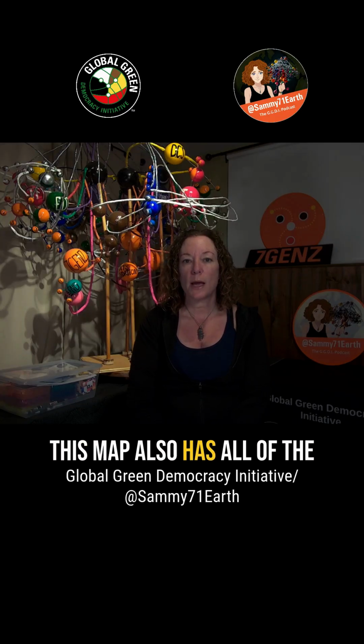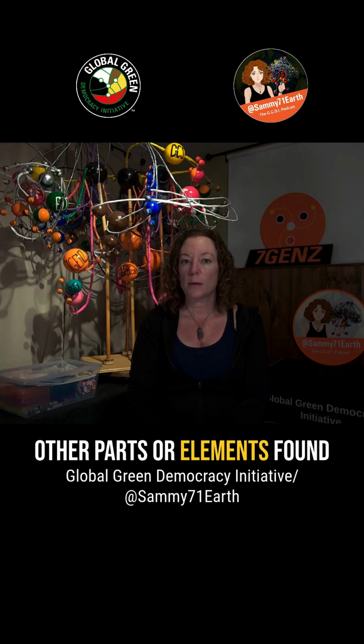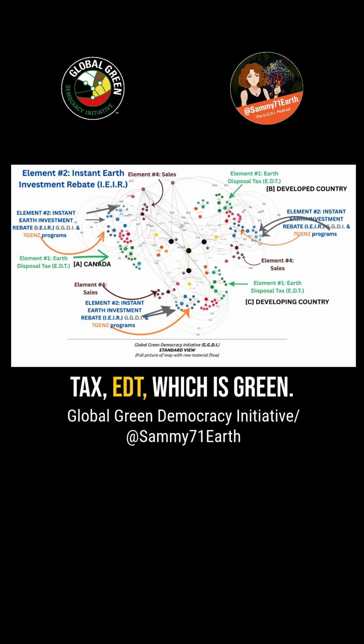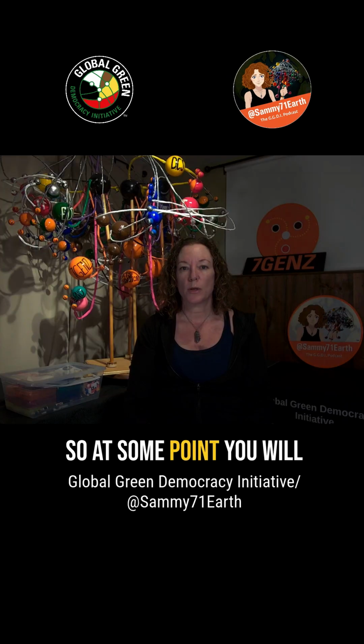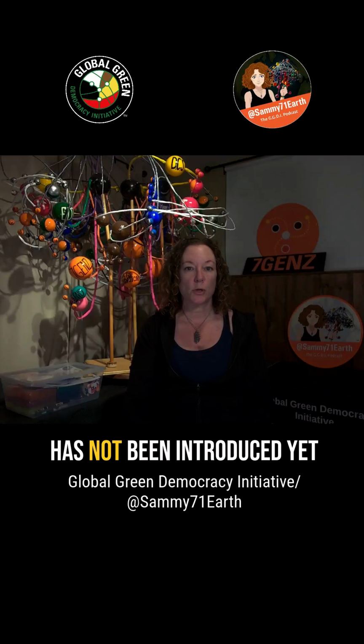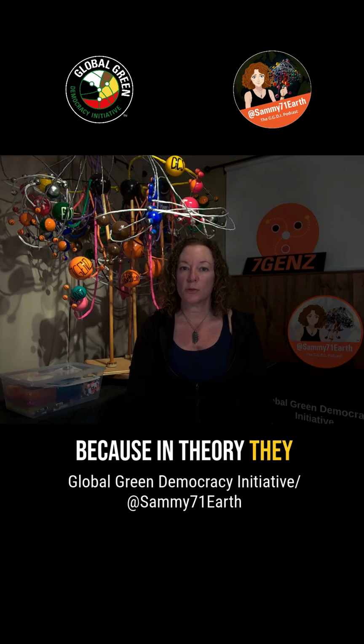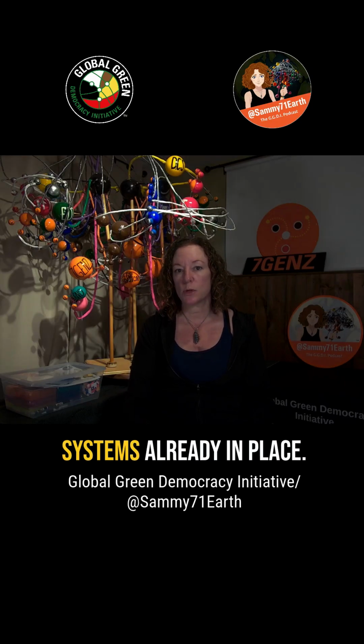This map also has all of the other parts or elements found elsewhere in the system. IEIR also includes partnerships with number 4 sales, which is brown, number 1 earth disposal tax EDT, which is green. So at some point you will learn about an element that has not been introduced yet and won't be for a while. Also, A, Canada, and B, developed countries will have the same programming because in theory they should have similar education systems already in place.